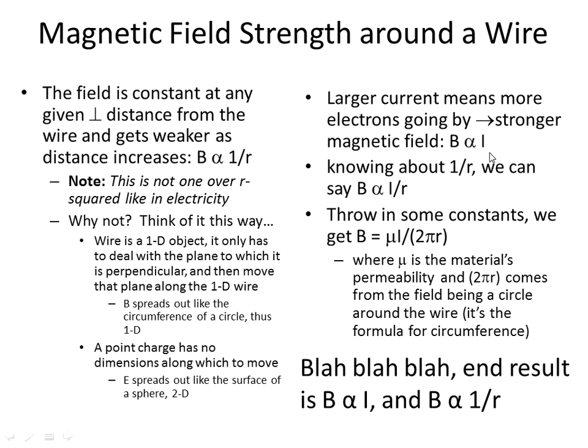Another important thing about magnetic field strength is it's proportional to I. So the larger the current, the stronger the magnetic field is going to be. Put all these together, you get an equation, but I don't really care. End result: magnetic field is proportional to current. Magnetic field is inversely proportional to R.